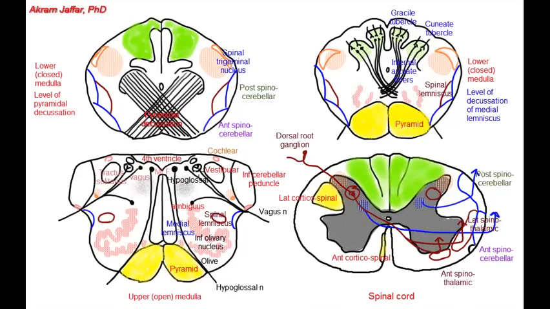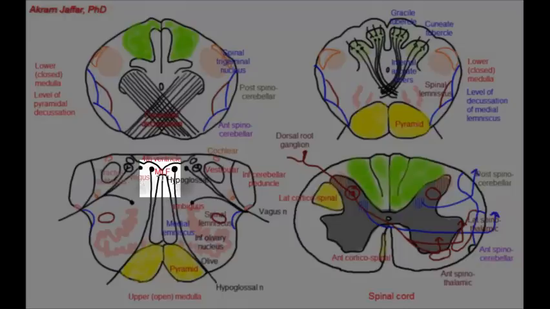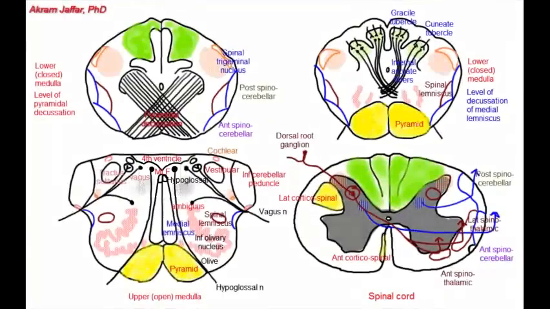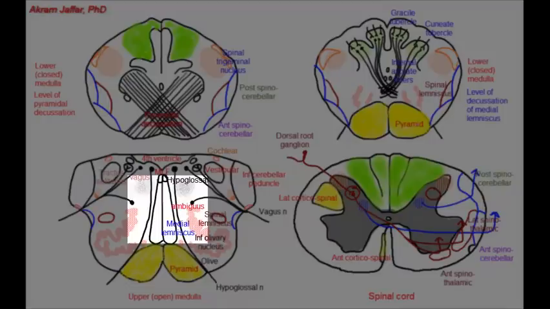Dorsal to the medial lemniscus, there is another fasciculus, which is called the medial longitudinal fasciculus. This fasciculus contains ascending and descending fibers that connect the vestibular and cochlear nuclei with the nuclei controlling extraocular muscles, like the oculomotor nucleus and trochlear nucleus, which are located in the midbrain, and the abducent nucleus, which is located in the pons.